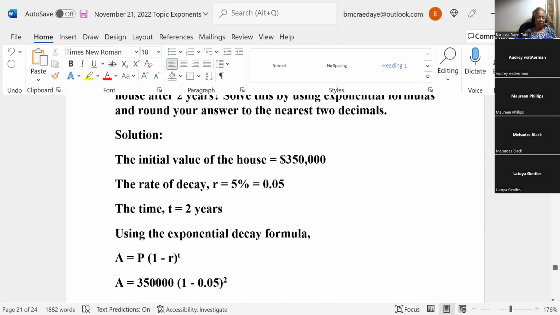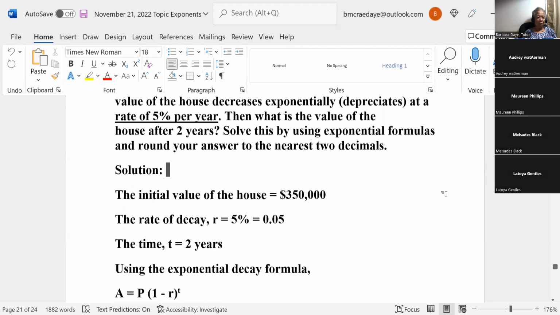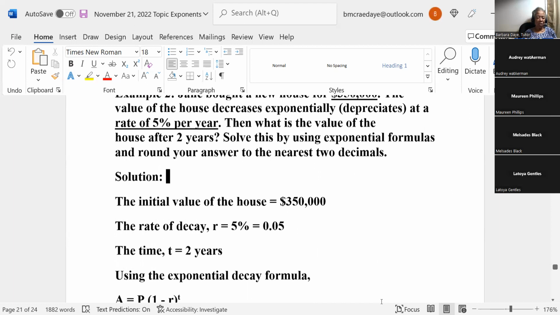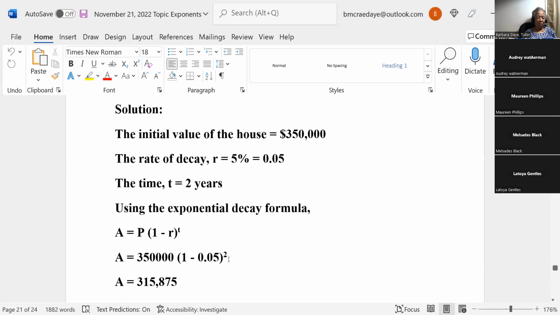Oh, the 350, that's my starting price, right? And it's depreciating, the rate of decay is 5%, and I made that a decimal, and it's always from 1, right? For 100%. And time was 2 years because it says what is the value of the house after 2 years. So you'd have 1 minus 0.05. So subtract that, put that in your calculator, raise it to the second power, multiply it by 350,000, and you get 315,875.